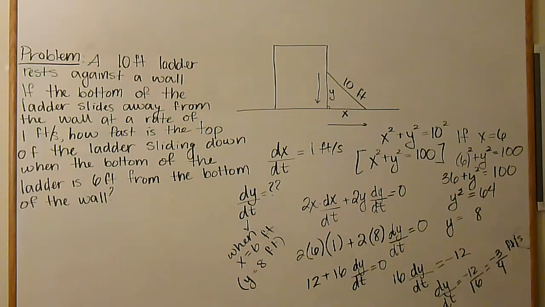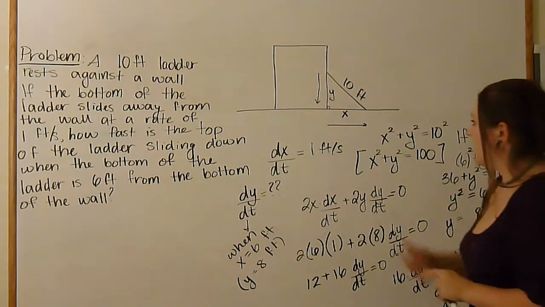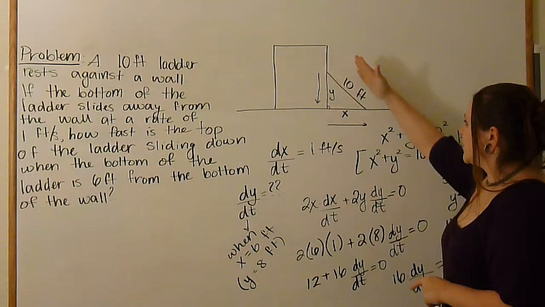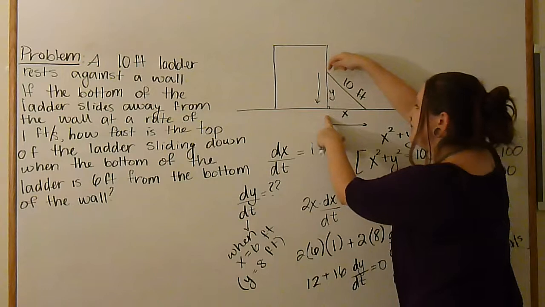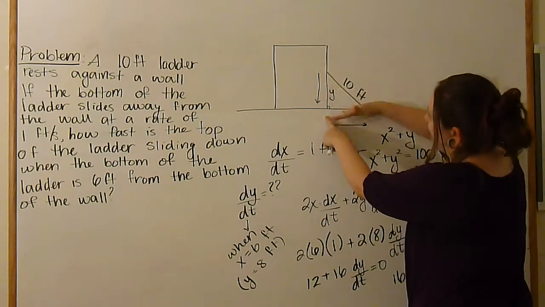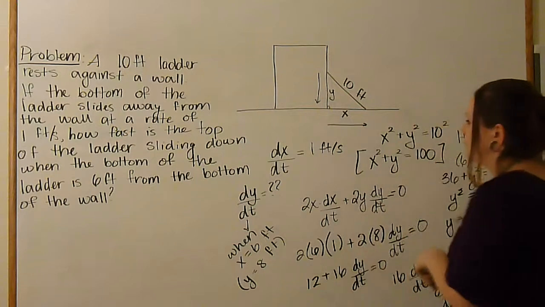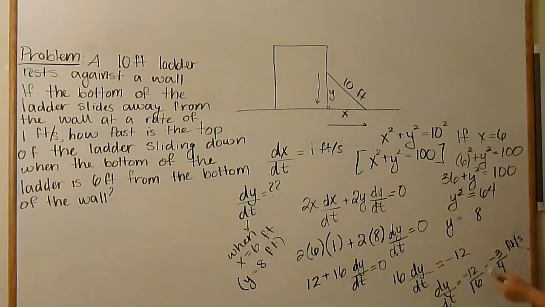It's always a good idea to make sure that this makes sense. A negative number for dy dt makes sense because, as we discussed earlier, as our ladder slides, this value is increasing and this value is decreasing until the ladder falls flat, where y would be 0 and x would be 10. So we get dy dt is negative 3/4 of a foot per second. So the top of the ladder is sliding down at a rate of negative 3/4 foot per second.